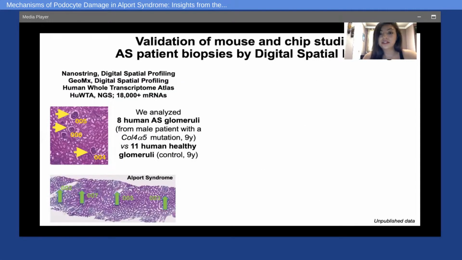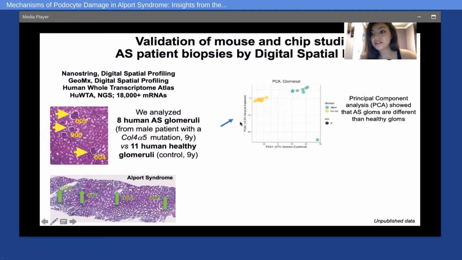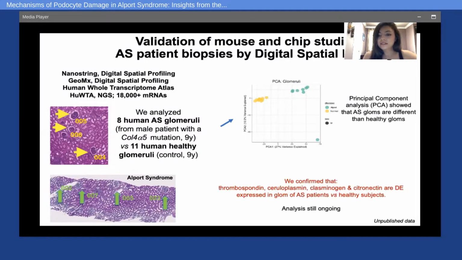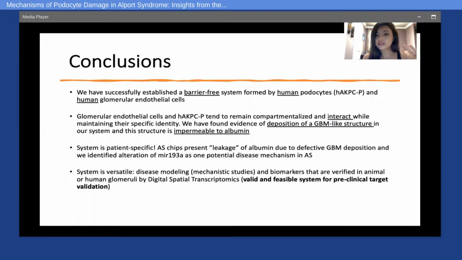We've also validated our data using digital spatial transcriptomic profiling of Alport biopsies. We've taken a healthy patient glomerulus and an Alport patient glomerulus, and we've analyzed them. And we do indeed see, through principal component analysis, that they are quite different. But we also confirm that there's a differential expression of thrombospondin, ceruloplasmin, plasminogen, and vitronectin in the Alport patient, as we found within our filtrate and also in our RNA sequencing data. The analysis still is ongoing.